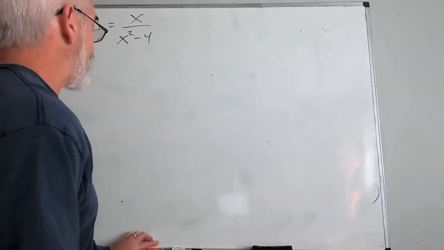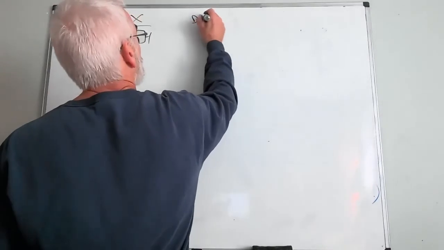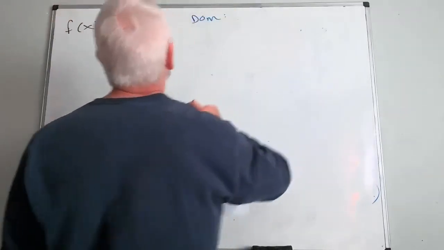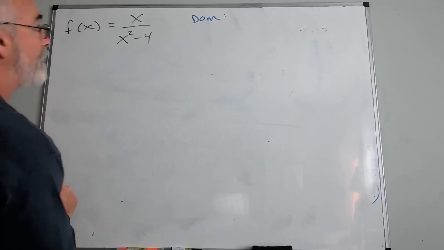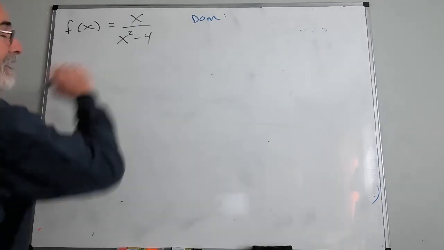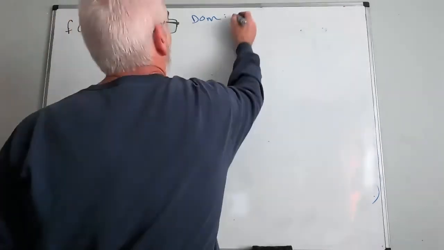Okay, so in this case here, what is the domain? The domain is all real numbers except what? Anybody? 2 and -2.